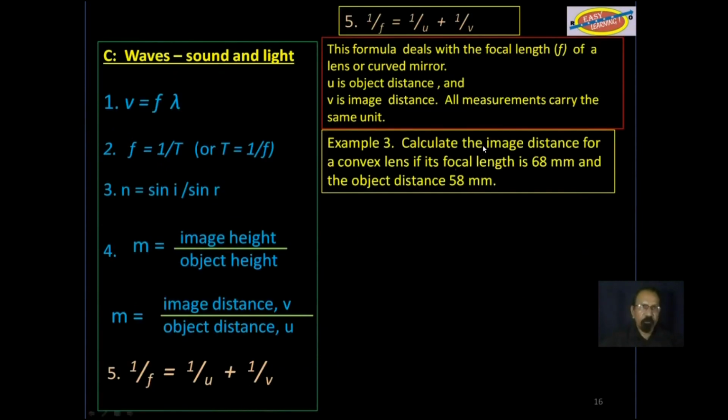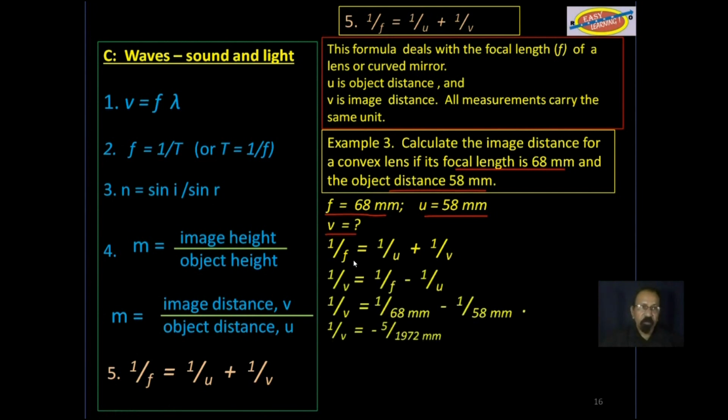So we know that the focal length is 68 millimeters and the object distance is 58 millimeters. So focal length, object distance. We want to find image distance. We have this formula here that says 1 over f is equal to 1 over u plus 1 over v. We change the formula around so that 1 over v is now the subject.